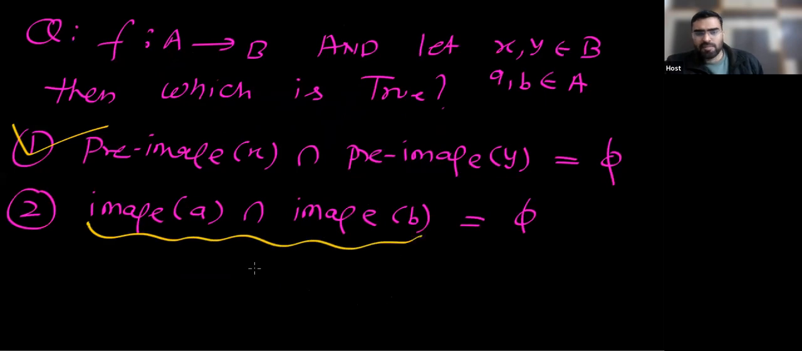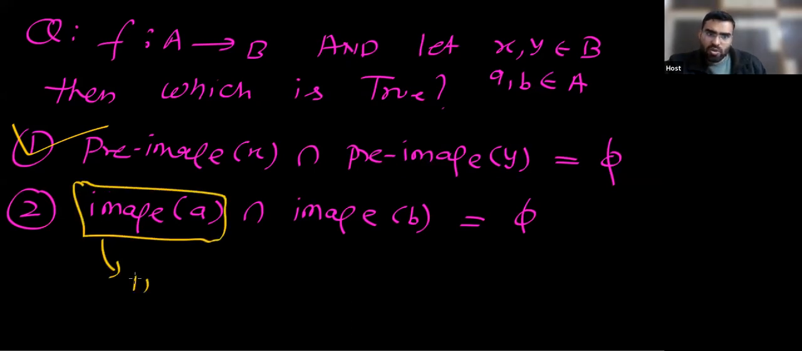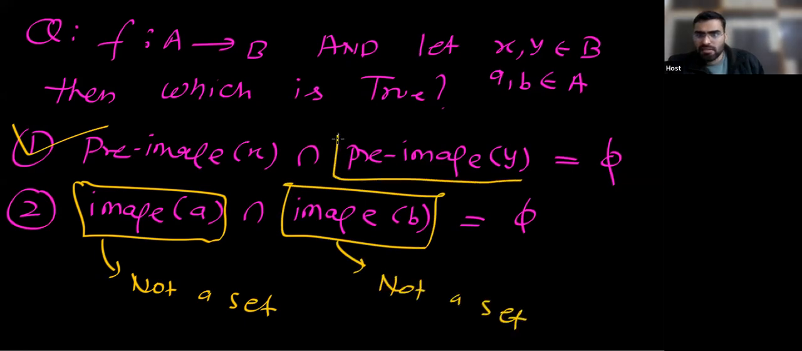Does it make sense? Can anyone tell me this statement, does it make sense? First of all, this doesn't make sense. Why? Can anyone tell me? This second statement doesn't make sense. Why? Because this is not a set. Image of any element is exactly one. Yes or no? This is also not a set. This is a set. You already know this is a set.